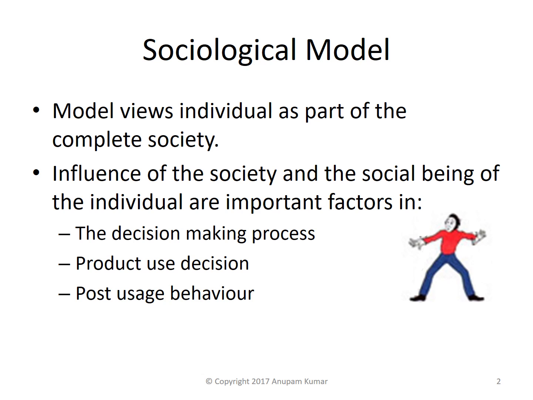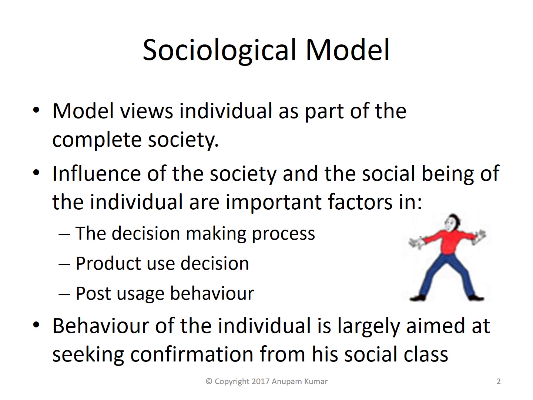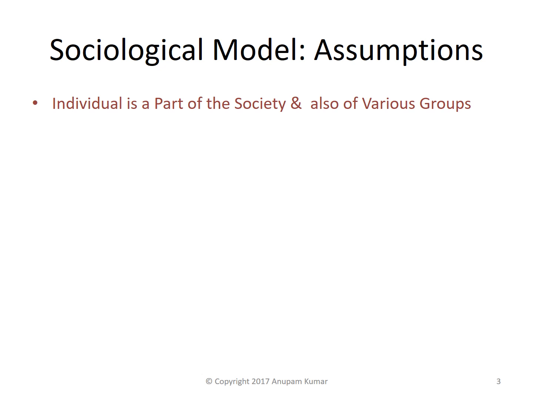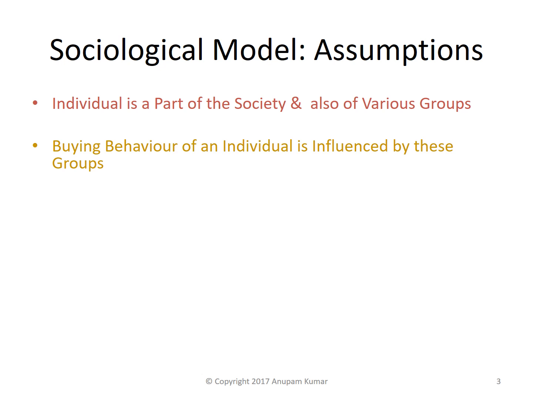As per this model, the behavior of the individual is largely aimed at seeking confirmation from his social class. Let us have a look at the various assumptions based on which the sociological model works. As per this model, the individual is a part of the society and also of various groups which form the complete society. The buying behavior of an individual is influenced by these very groups.